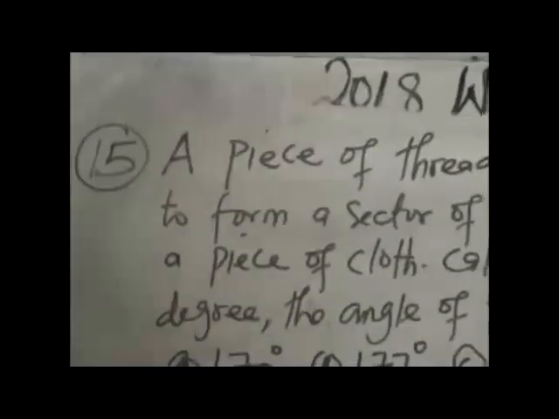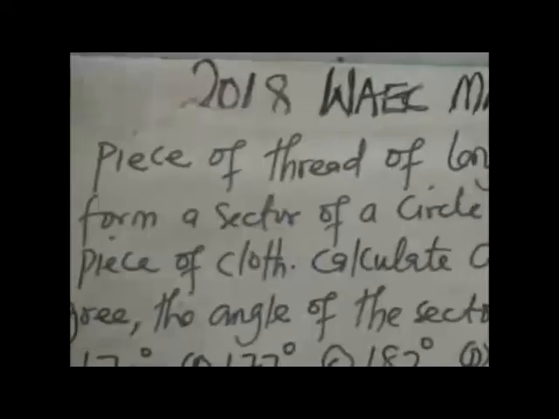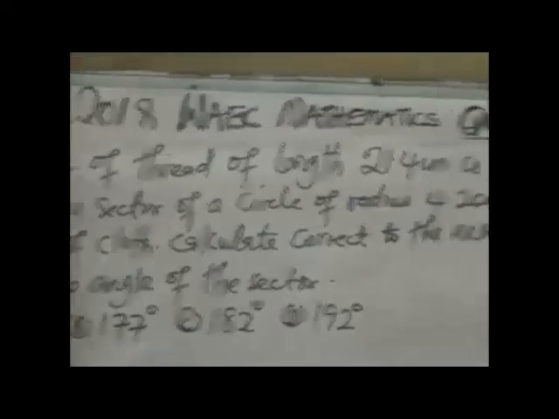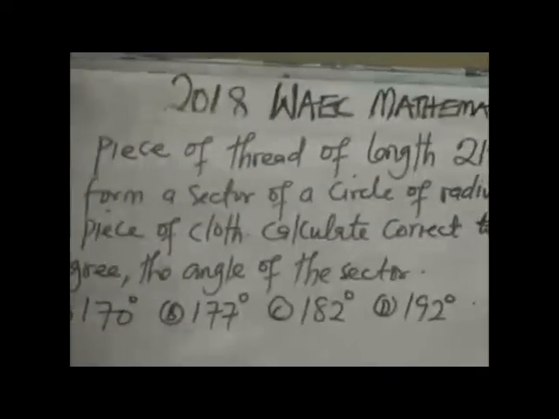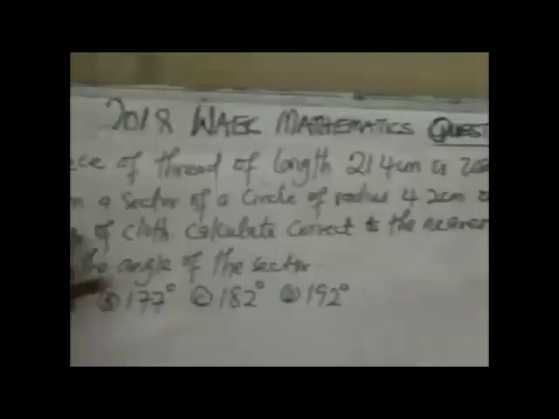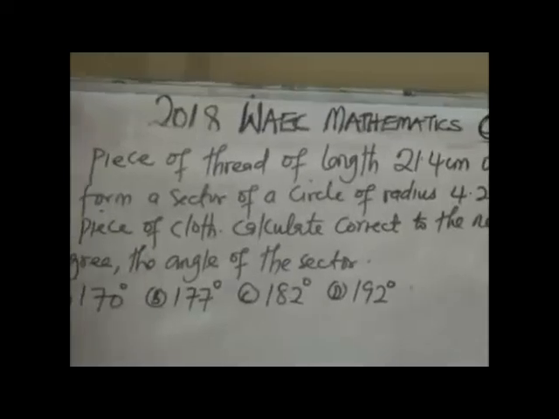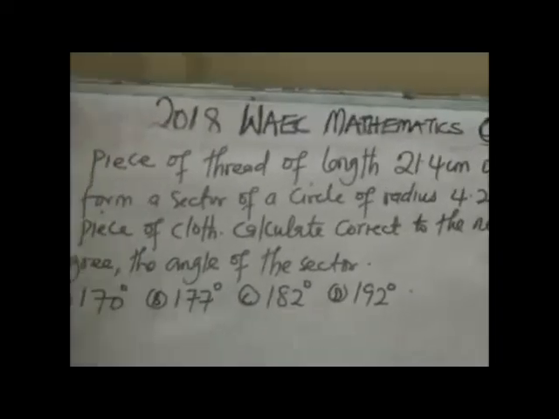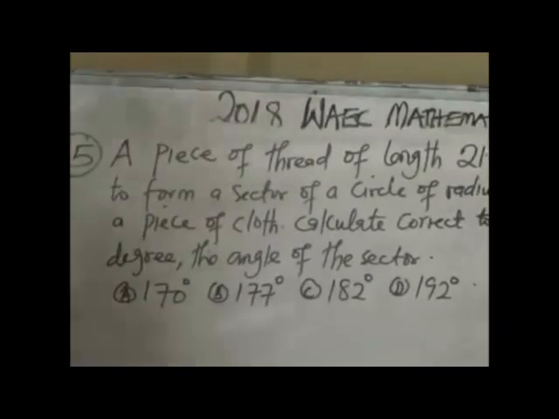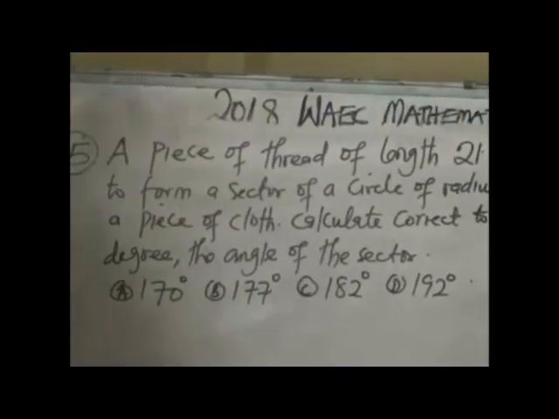Here is question 15 of the 2018 WAEC mathematics questions. The question is, a piece of thread of length 21.4 cm is used to form a sector of a circle of radius 4.2 cm on a piece of cloth. Now, calculate correct to the nearest degree the angle of the sector. The angle of the sector. And what is a sector? The sector is a plane shape bounded by two radii and an arc.